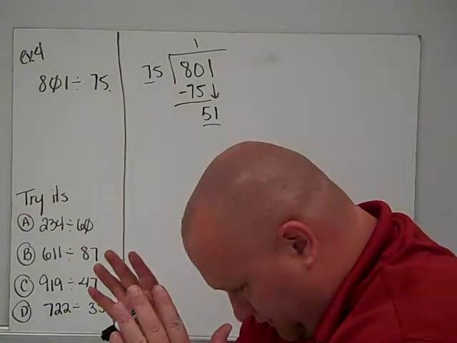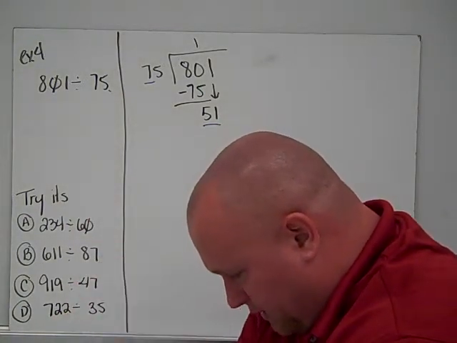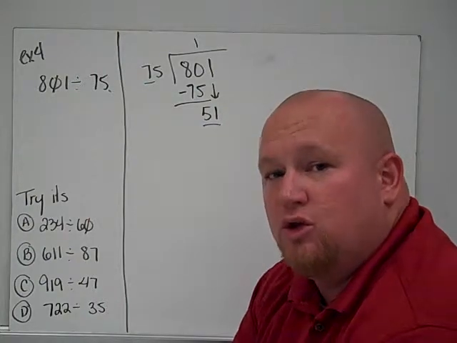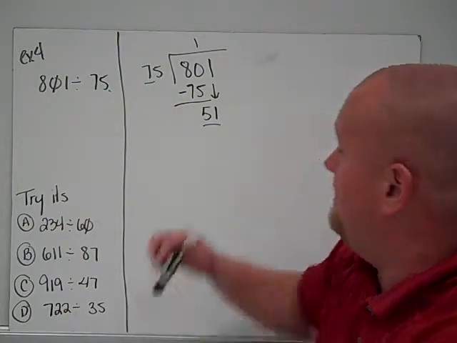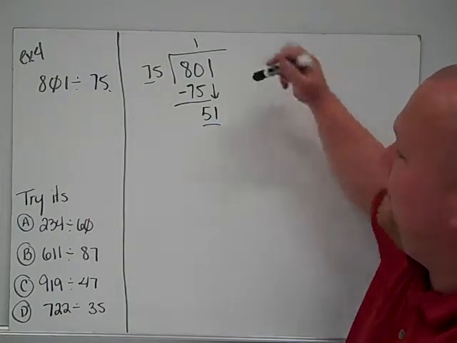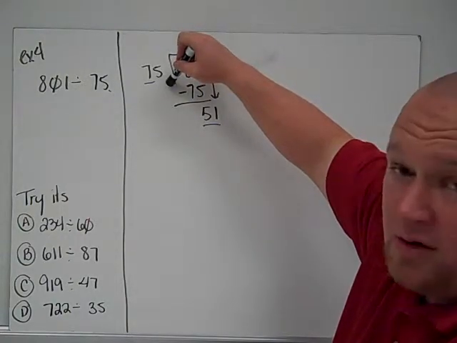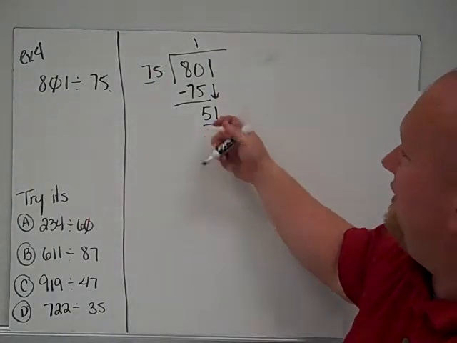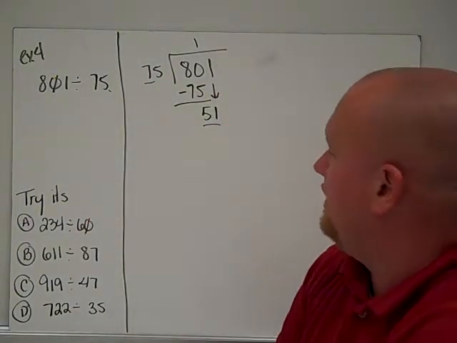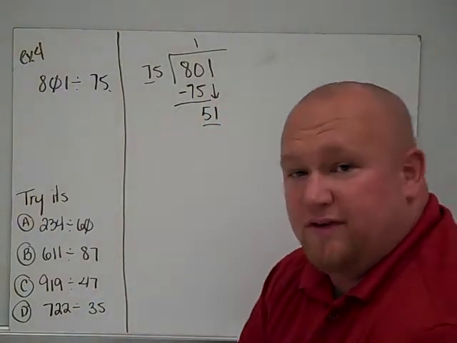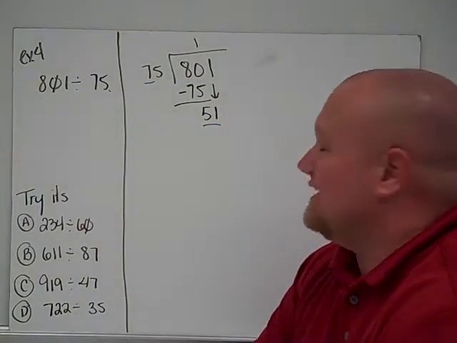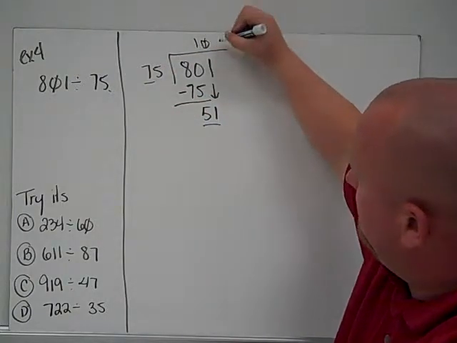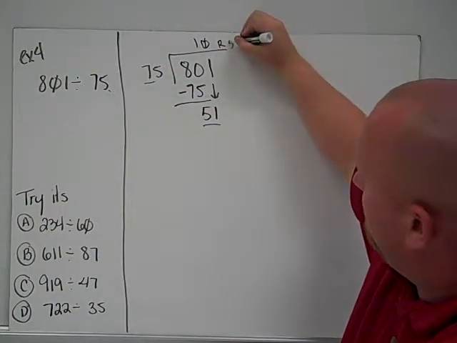Don't get yourself into a routine where you're just doing one thing, doing one thing, doing one thing. Look at the numbers, treat each problem individually. Use what makes sense. I'm not going to do all the extra steps if I know 75 goes in there one time. I subtract 75, I get 5, I drop down the 1 for 51. 75 doesn't go into 51. You know that. And there's nothing else to drop. So that means I put my 0, I put a remainder, 51.